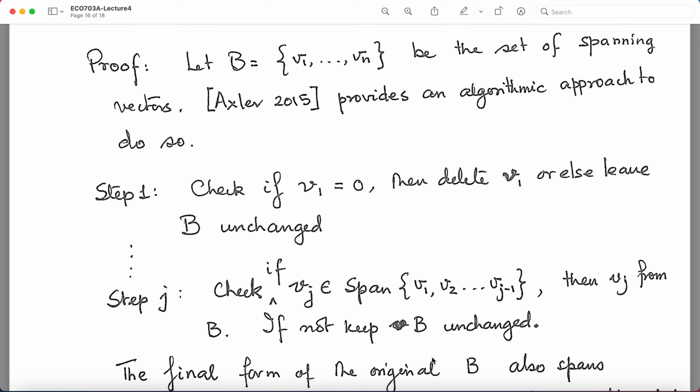Suppose you throw it out, now you have a new list V1, V2, V4 and so on. Now, you have to take V4 and check whether V4 is in the span of V1, V2, V3. Though you have thrown away V3, you can still check whether it is in the span of V1, V2, V3. Then you again throw V4 away.